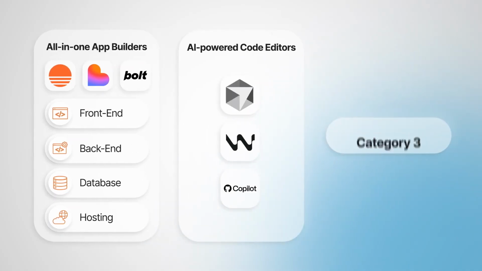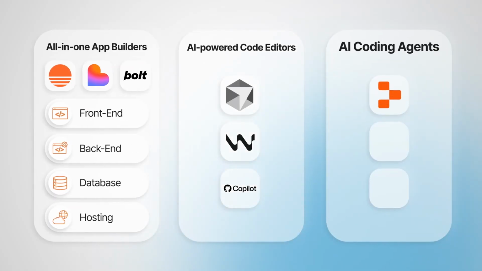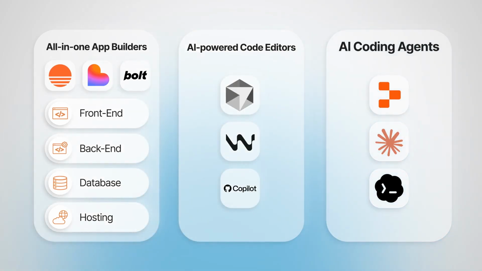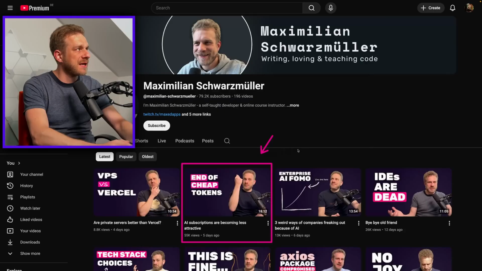The third category is AI coding agents. Think Replit Agent, Claude Code, or Codex. These are AI systems that can plan, write, and deploy code more autonomously. You give them a goal, and they figure out the steps. They're more powerful, but also more complex to work with. More of a power user tool. For this video, we're going to use Base44.